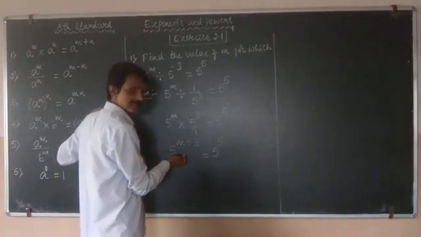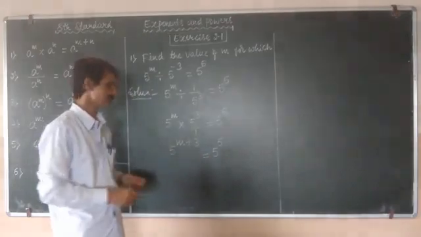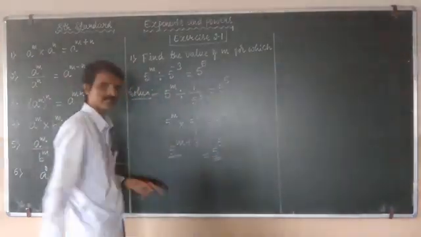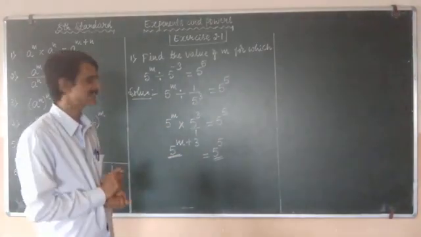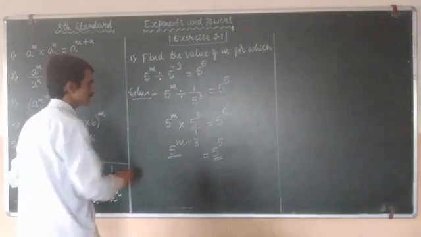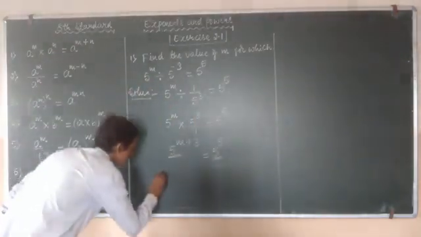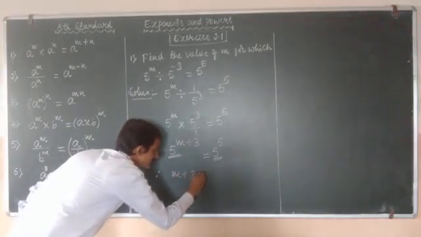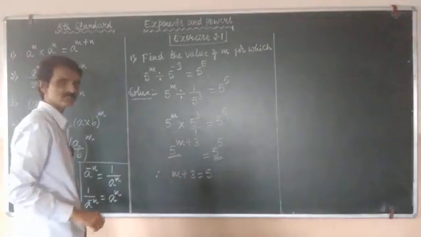the exponent of the LHS and RHS, here the base is 5, here also the base is 5, and in between there is an equal sign. So therefore the exponents should be equal. So therefore m plus 3 is equal to 5.